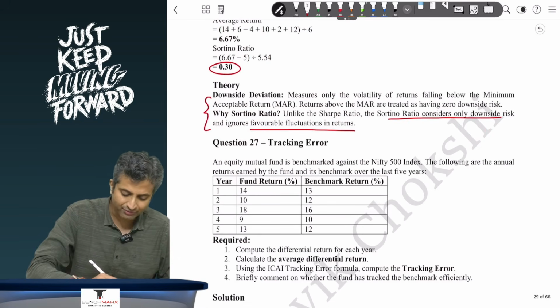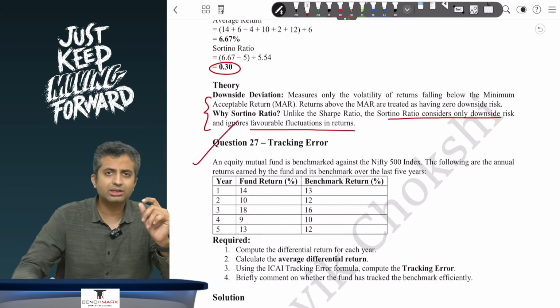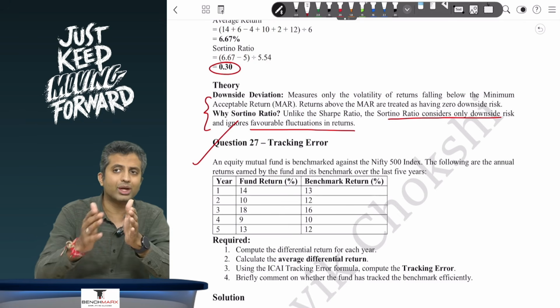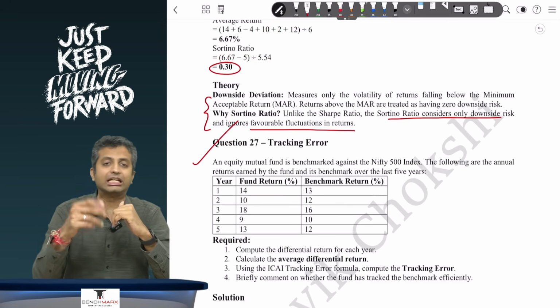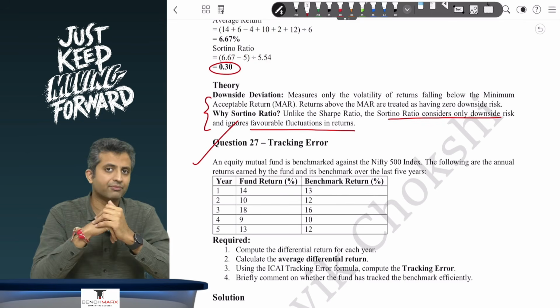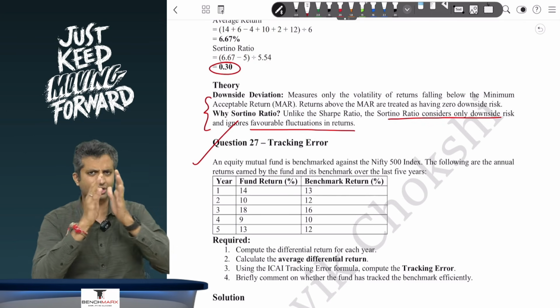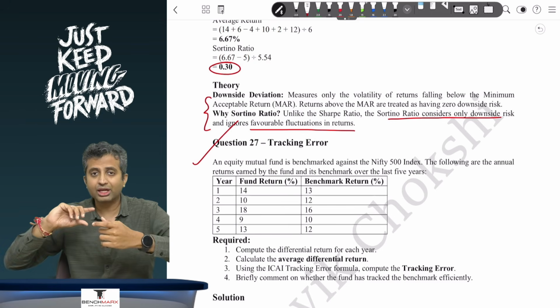Okay, next you have something called a tracking error. Now, this is very useful in case of what we call an index mutual fund or a tracking fund or something like an exchange traded fund. What these funds do is they are going to track an index.